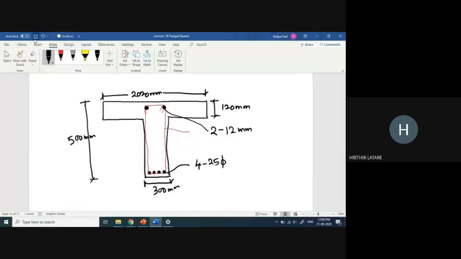Ma'am, to prevent shocks and impacts. No. That is not the correct answer. Ma'am, to increase the resisting moment. No. Resisting moment is considered based on this AST only. Have we considered this in any calculation further?